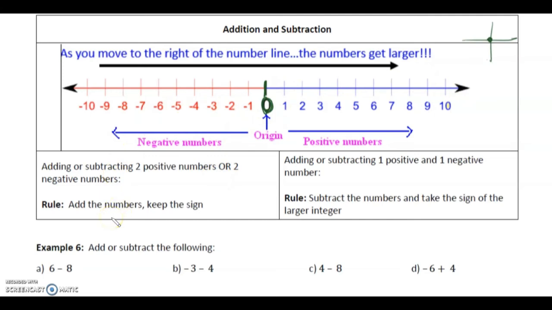Okay, so there is a quick way to do this. If we're adding or subtracting two positive numbers or two negative numbers, so pretty much two numbers with the same sign, what we end up doing is we add the numbers and we keep the sign. But if we're dealing with one positive and one negative number, what we're going to do is we're going to subtract the numbers and then take the sign of the larger integer. And we'll apply these in the next couple questions.